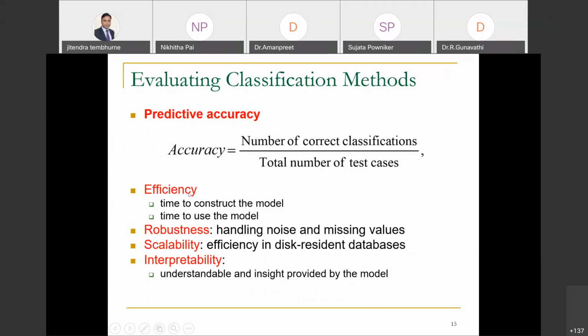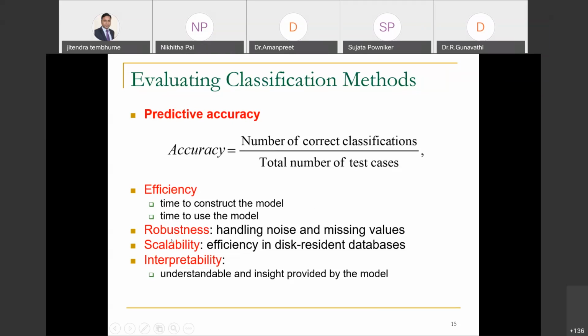Then another one is efficiency. Efficiency is measured here in terms of time to construct the model. How much time the model is taking. Moreover, time to use the model. Use the model means once your model is ready, how much time it takes to respond, to classify the data. So by that you can find out the efficiency.